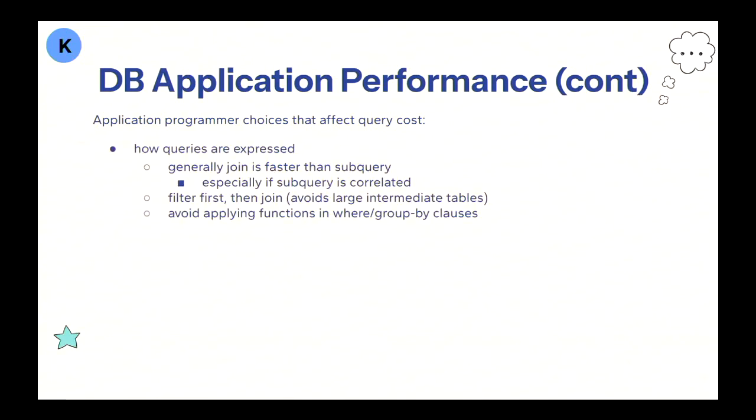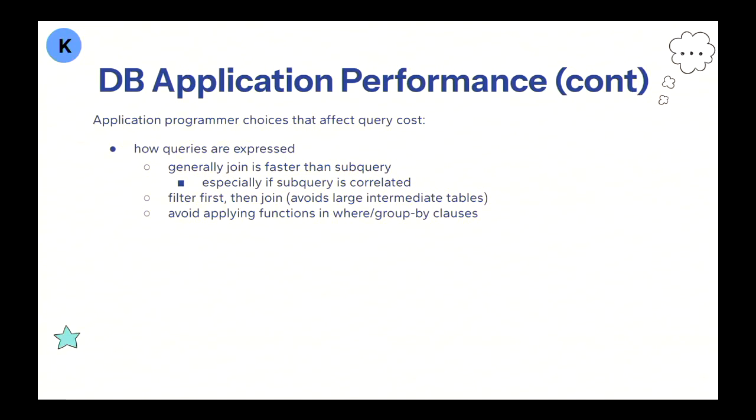And the choices of application programmers could affect query costs. The first one is how the queries are expressed, which could affect the performance of the query, the execution time. And here are some general tips. So generally, join is faster than subquery, especially if subqueries are correlated.